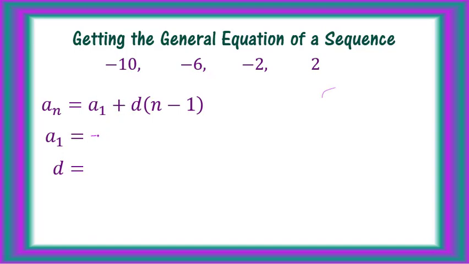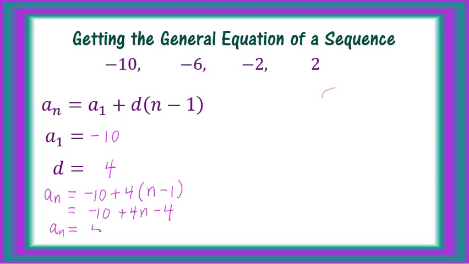A sub 1 is -10. D, we already said to be 4. So I'm going to substitute these pieces into the general formula. So we have a sub n equals -10 plus 4 times the quantity n minus 1. I have -10, distributing the 4 gives me 4n minus 4, which is simply a sub n equals 4n minus 14. Now, what does this actually tell us?